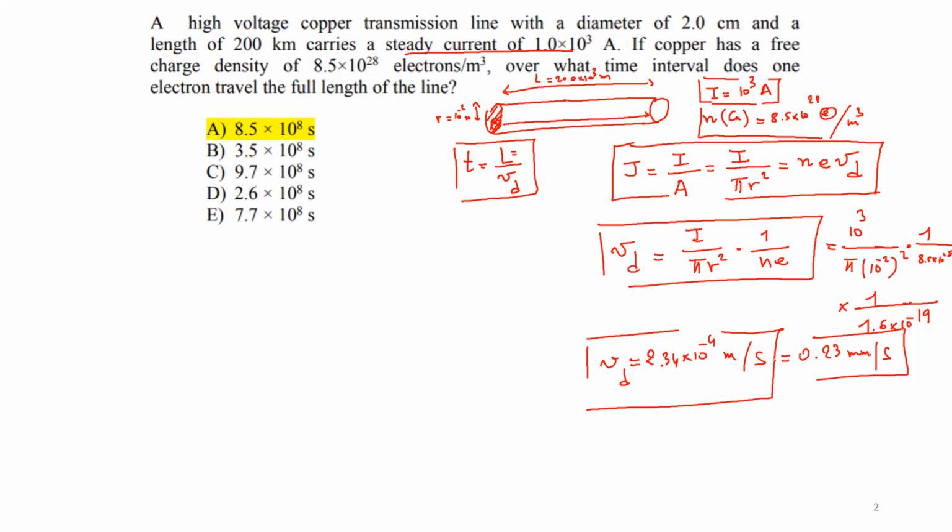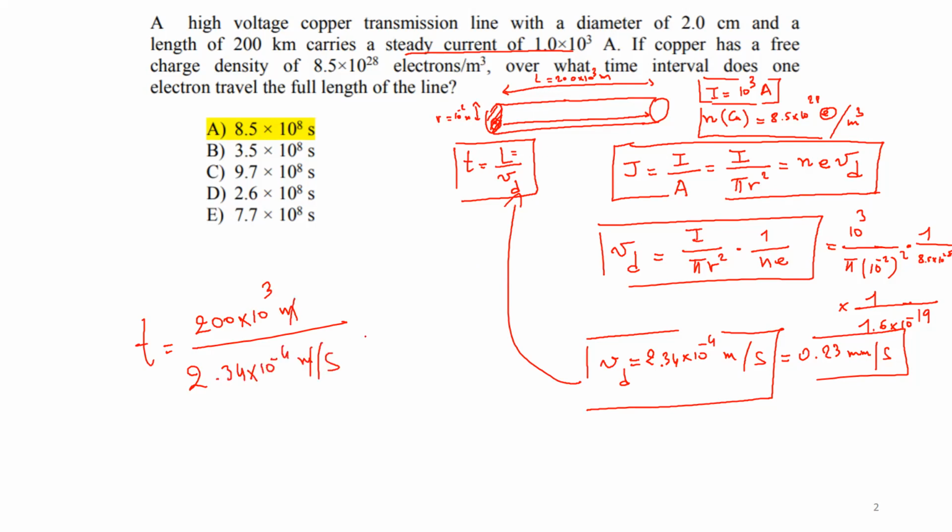Now this is my V drift. Let me just now plug it here. So the time is 200 kilometers, 10 to the power 3 meters, divided by V drift, which is 2.34 times 10 to the power minus 4 meters per second. Meters goes away and seconds goes up. So how much do you get? I think you will get something like 8.5 times 10 to the power 8 seconds. So this is the time it will take my electron to go from one end to the other end.